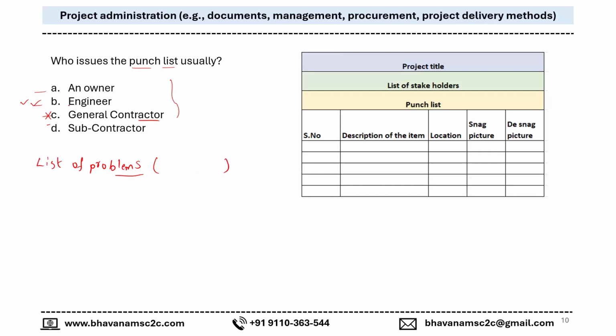It could be either engineer or owner. Why? Because these two have to make sure that the construction activity on the site is up to the mark. But all projects may not have an engineer, while all projects do have an owner. Generally, the punch list is not given by the owner. It is given by the engineer.